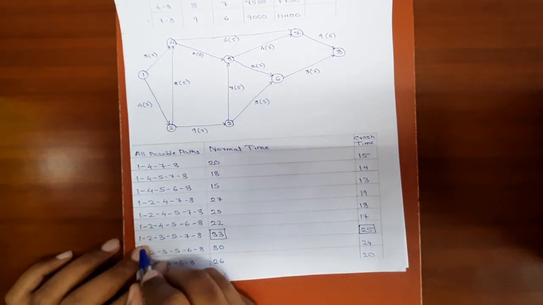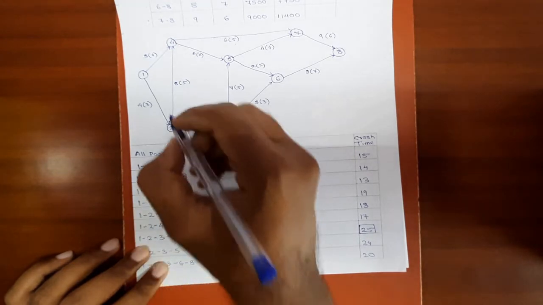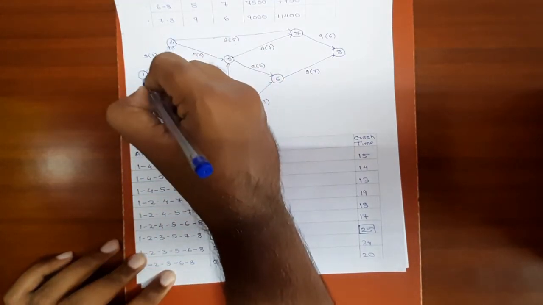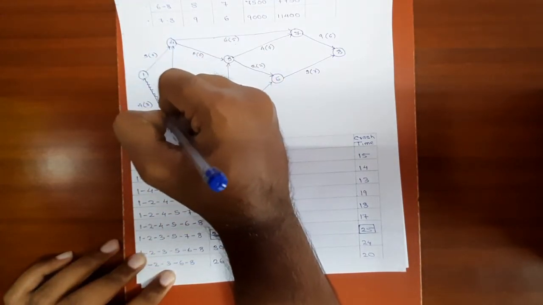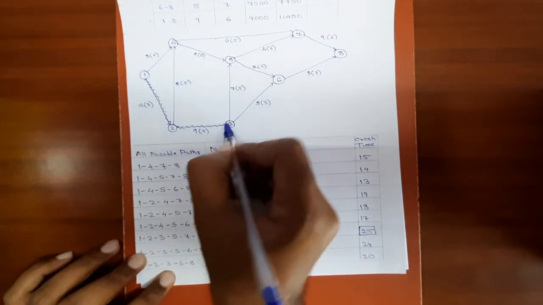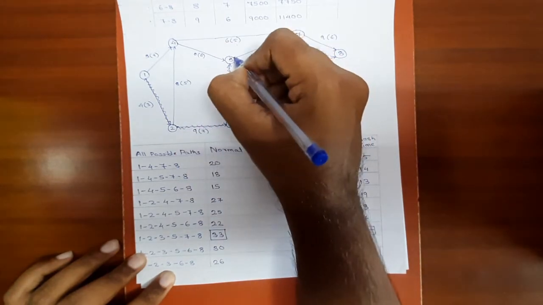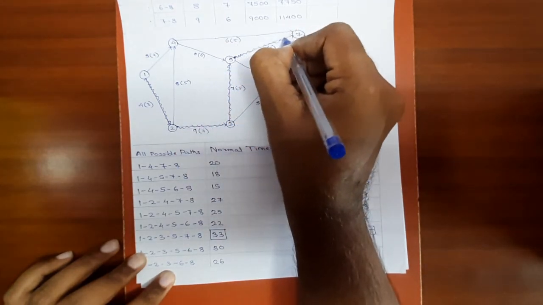So the critical path is 1, 2, 3, 5, 7, 8. I'll just highlight it. 1, 2, 3, 5, 7, 8.